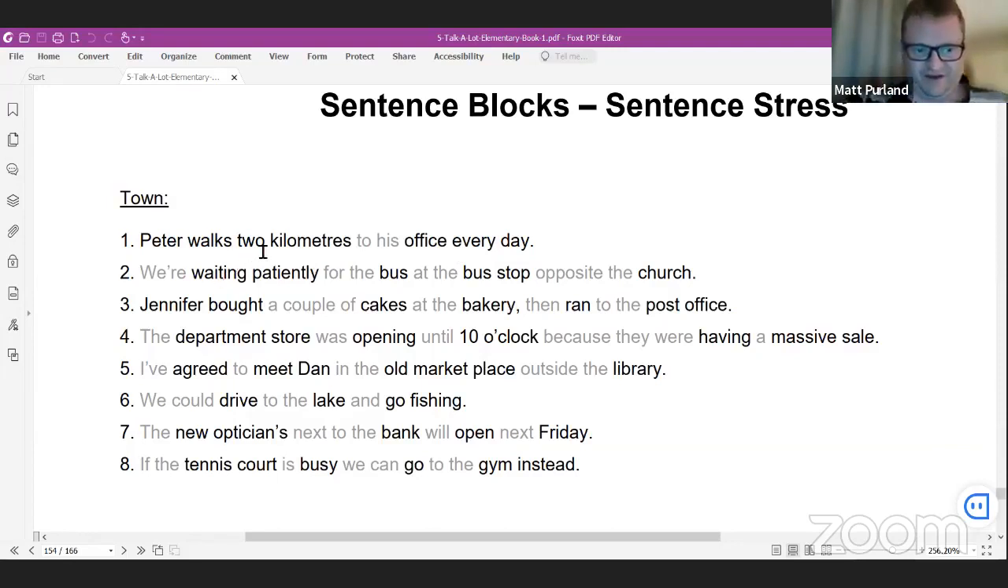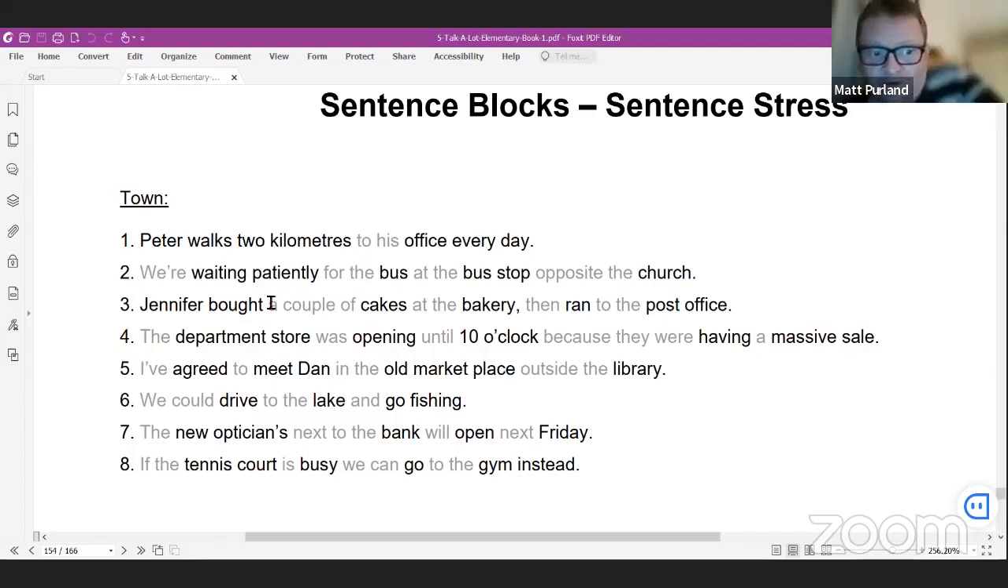But where's the stress? Kilometers, office, every day. Yeah, we're waiting patiently for the bus at the bus stop opposite the church. Yeah, wonderful. We're waiting, not we are, not we are. We don't stress function words.